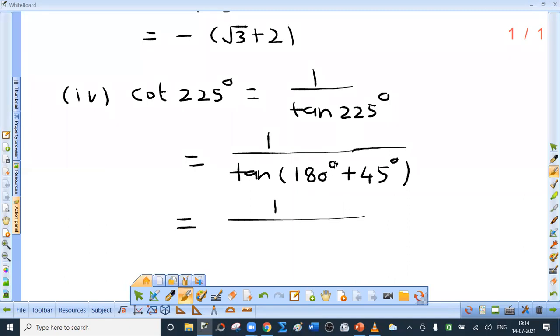What is tan of alpha plus beta? Tan alpha plus tan beta, that is tan 180. What is tan 180? 0 plus tan beta, that is 1, upon 1 minus tan 180, which is 0, into 1, that is finally it is just 1. So 1 upon 1, that is 1. So cot 225 degrees is nothing but 1. See, as per expectation, 225 degrees lies in which quadrant? Third. In the third quadrant, the cotangent ratio is positive.